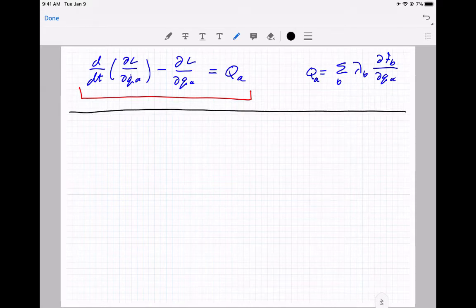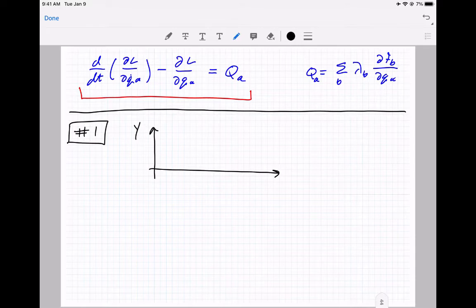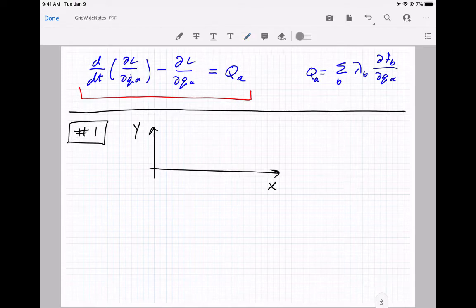We're going to go through a set of examples, and these are going to step up in complexity. Number one is just a bead sliding down a straight wire that's at some angle. Let's set that up. This is in y and x, so that's the space in which this problem is embedded.